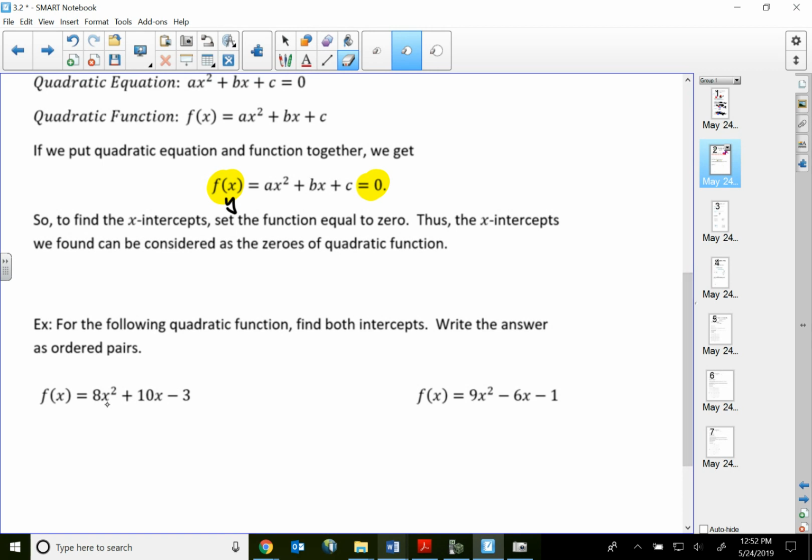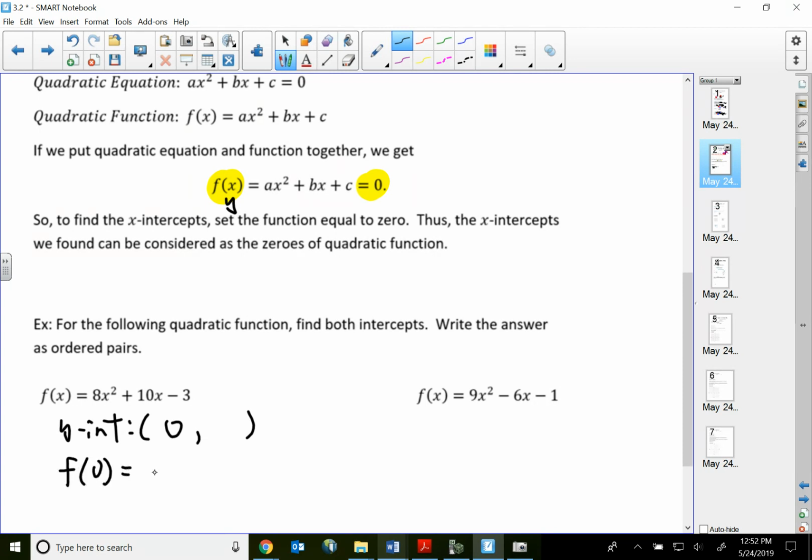If I have this problem, 8x squared plus 10x minus 3 again. In the last video, I did the graphing part. So let us find the x- and y-intercepts. Let me do the y-intercept first. The y-intercept is easier. To find the y-intercept, that means find y when x equals 0. So I'm going to substitute 0 for x. Input an x value, output a y value. That will be 8 times 0 squared plus 10 times 0 minus 3. These two terms cancel out, so my answer is just negative 3.